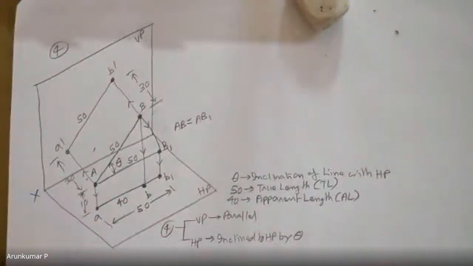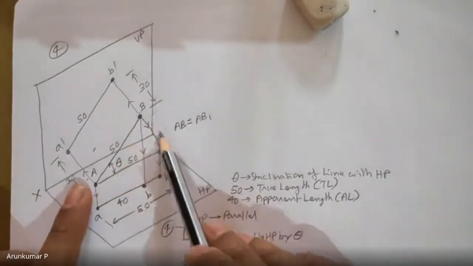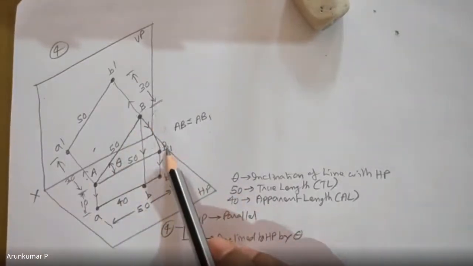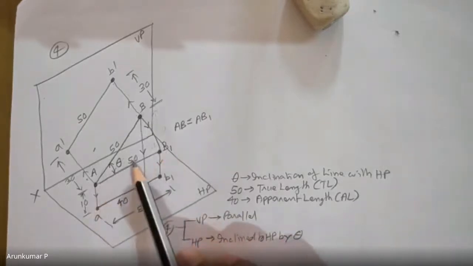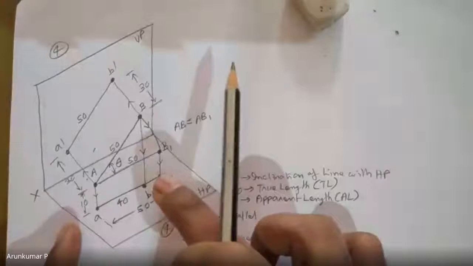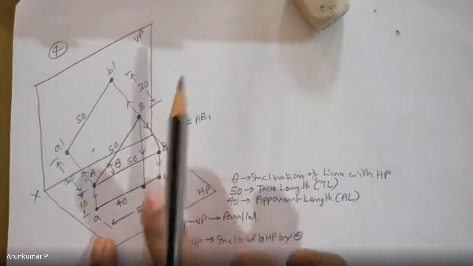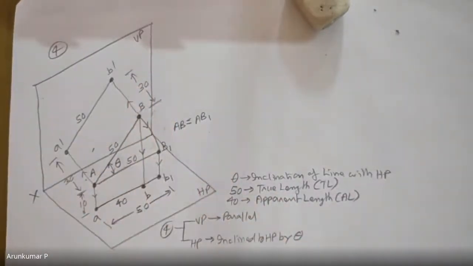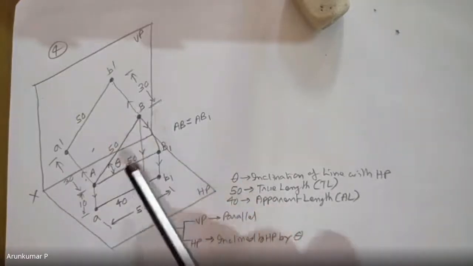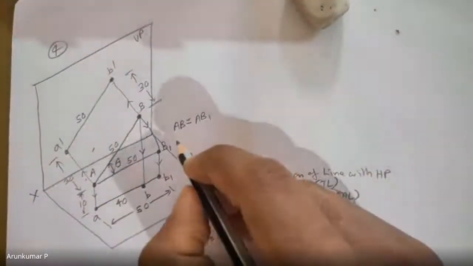But please observe how I did it. I have fixed A. I have rotated the end B to a new position B1. In this position, A B1 is 50 mm, but it is parallel to HP. Then I project B1 onto HP and join A and B1. Now the top view of this line A B1 is 50 mm. Why? Because A B1 is parallel to HP. So by rotating, or in simple terms, we are making this theta 0.